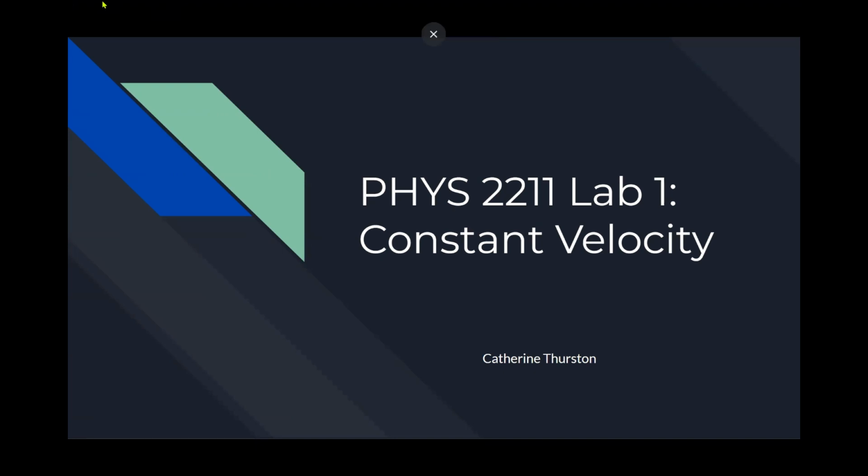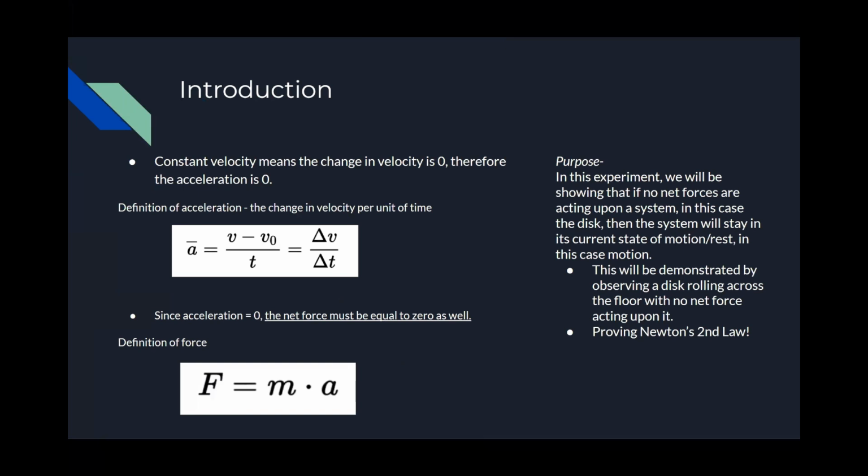This is Physics 2211, Lab 1, constant velocity. Constant velocity means that the change in velocity is zero and therefore the acceleration is zero. And since acceleration is equal to zero, the net force must be equal to zero as well, according to the definition of force, which is F equals ma.